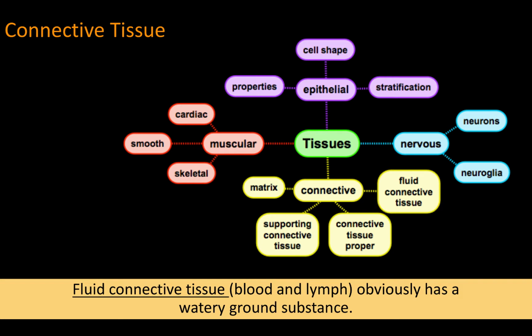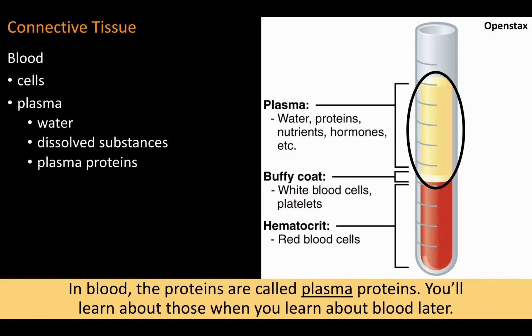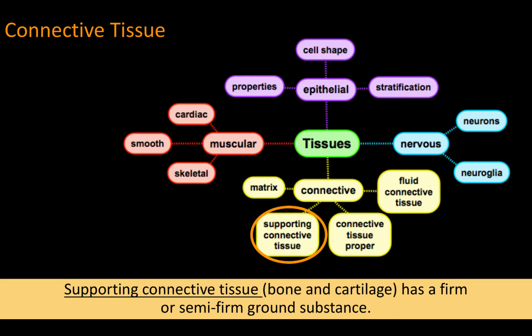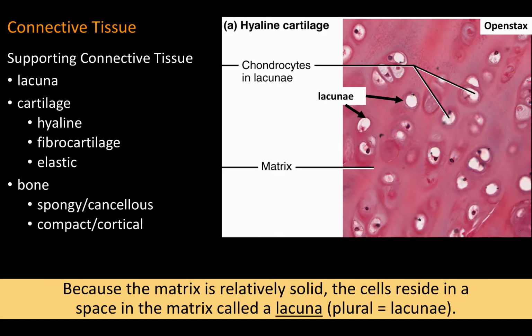Fluid connective tissue, blood and lymph, obviously has a watery ground substance. In blood, the proteins are called plasma proteins. You'll learn about those when you learn about blood later. Supporting connective tissue, bone and cartilage, has a firm or semi-firm ground substance. Because the matrix is relatively solid, the cells reside in a space in the matrix called a lacuna. Plural equals lacunae.